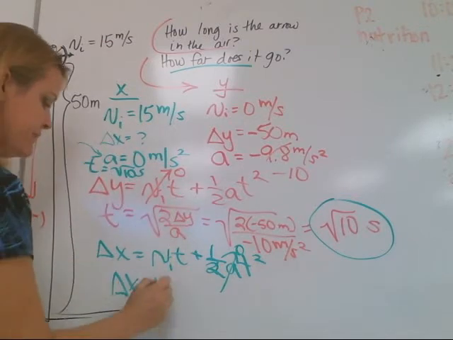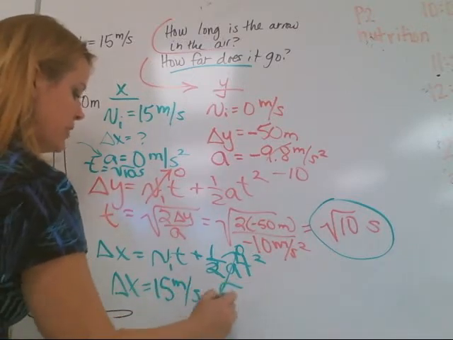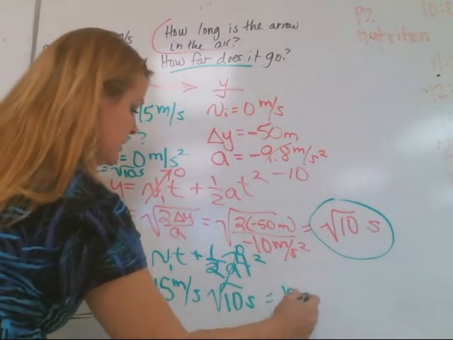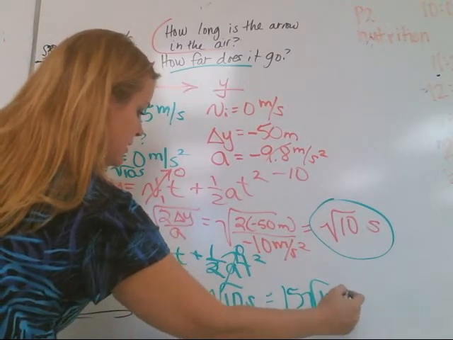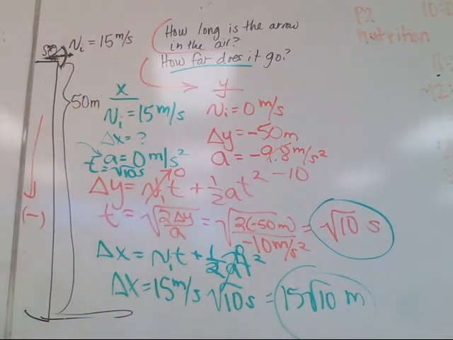Initial velocity is 15 meters per second. Time is square root of 10 seconds. Put those together, 15 times the square root of 10 meters. Okay, and now we've solved both parts of the problem.